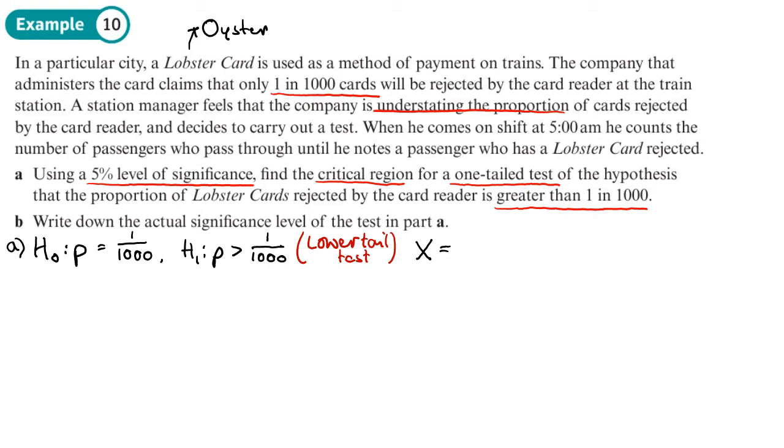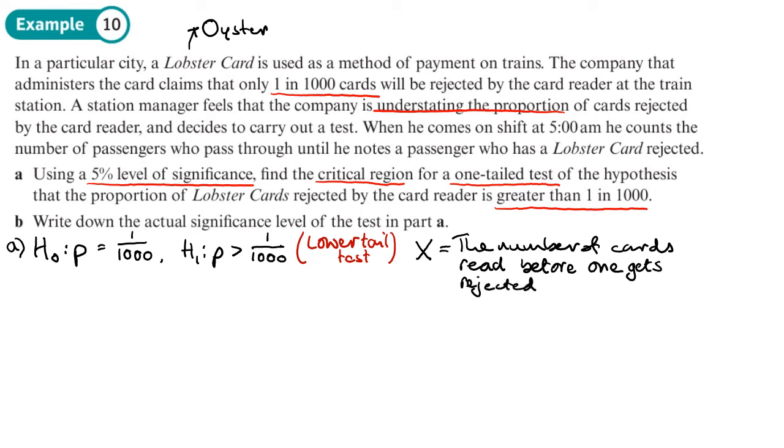Right, now we write down what our random variable x stands for. This is going to be the number of cards read by the reader before one gets rejected. It might be better worded as it's when the first rejection occurs, isn't it?